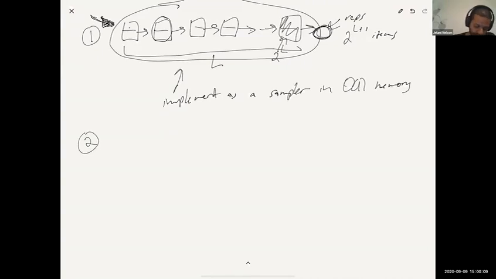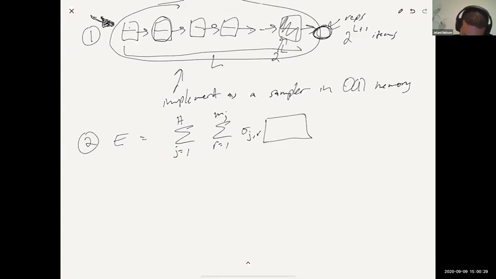And the second optimization they do is, remember our error is going to look like this double sum. J goes from 1 to H, R goes from 1 to MJ of this sigma JR times some coefficient. And this coefficient was 2 to the J minus 1 times eta JR.